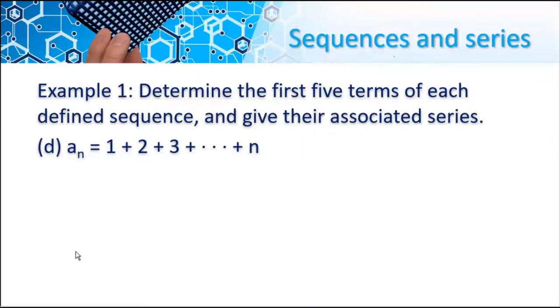Okay, next example, letter D. Determine the first 5 terms of each defined sequence and associated series. Ito yung ating defined sequence. A sub n is equals to 1 plus 2 plus 3 plus and so on up to plus n. Ngayon, ano ang kukuha natin? First 5 lang, first 5.